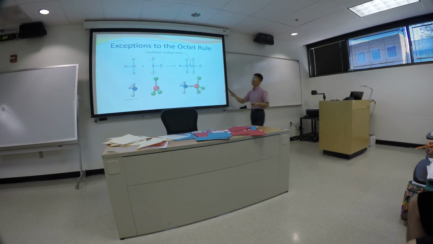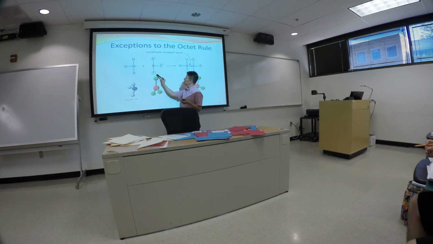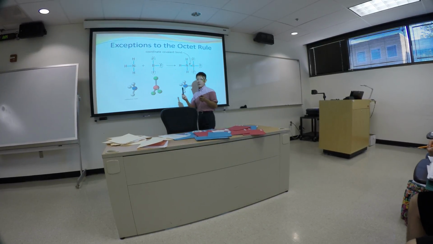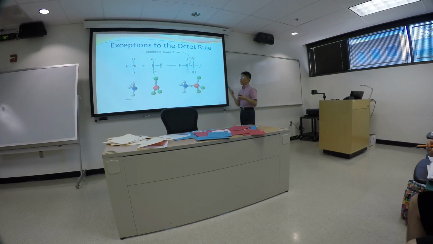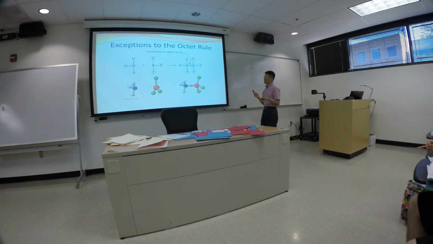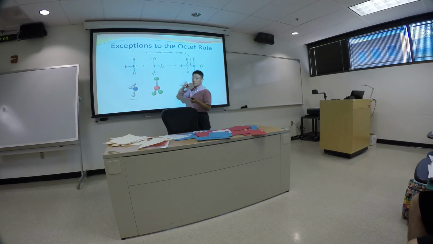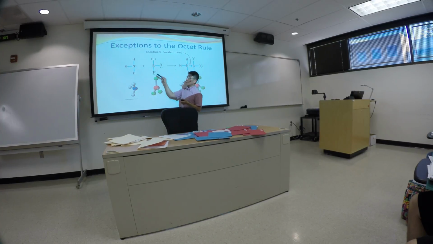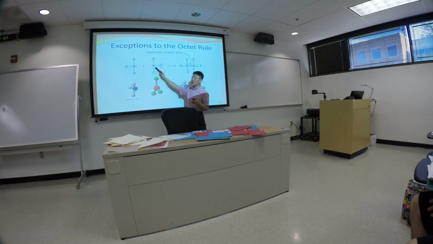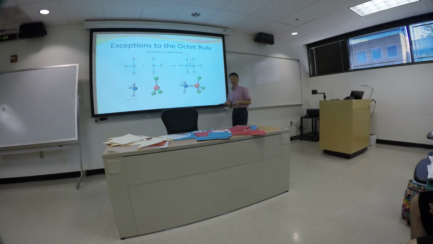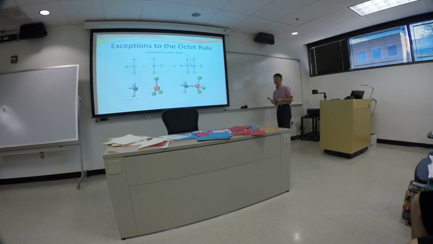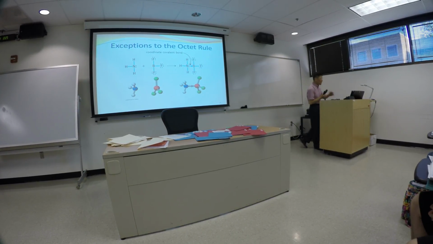However, if you look at the Lewis structure, fluorine, being group 7A, has 7 valence electrons, and boron is group 3A. So 3 fluorine atoms with 7 electrons each is 21 electrons, plus 3 electrons from boron, for a total of 24 electrons. Each atom needs 8, but if you look at the structure, boron does not have 8. Boron only has 6. So that's one of the exceptions.